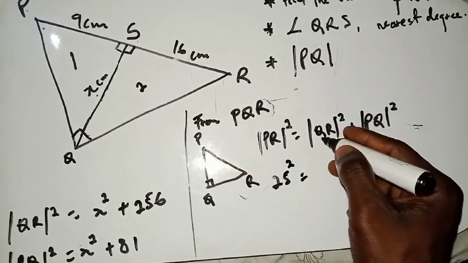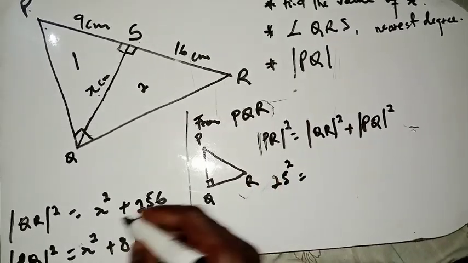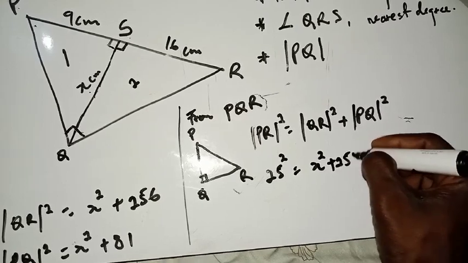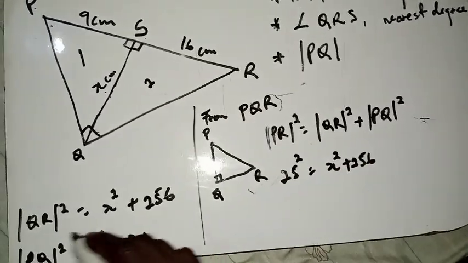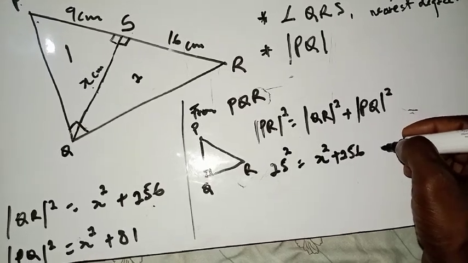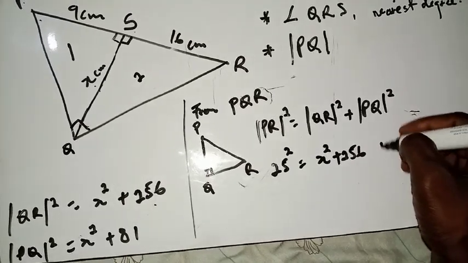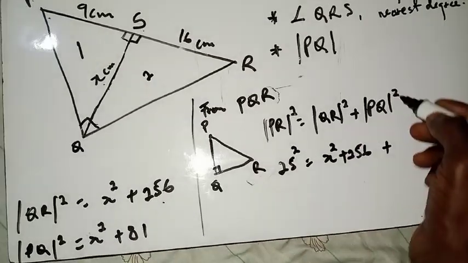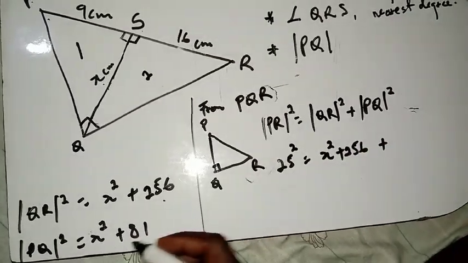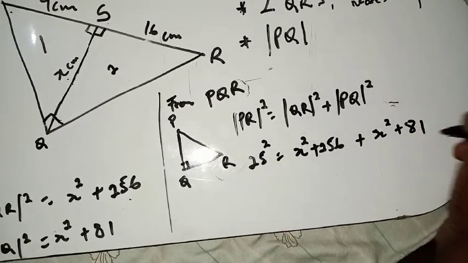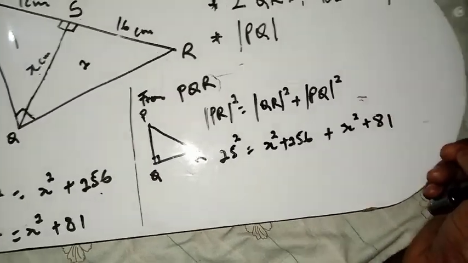Right? So that's going to be QR. QR here, that is x squared plus 256. Is that okay? I'm just using this information here. Okay, so everything plus PQ. So PQ squared, that's x squared plus 81. So that's x squared and then plus 81.